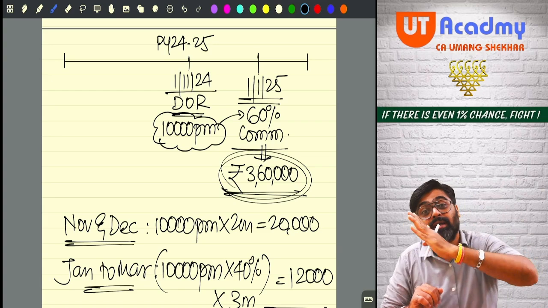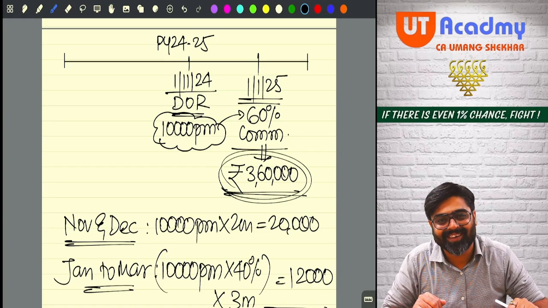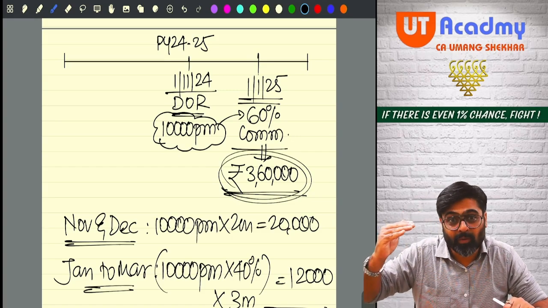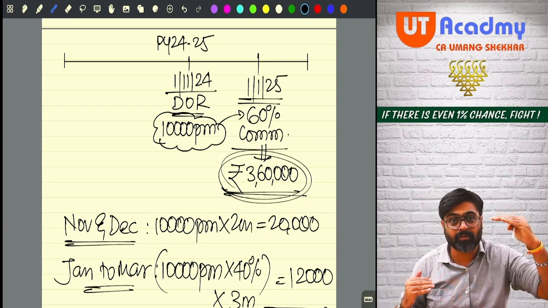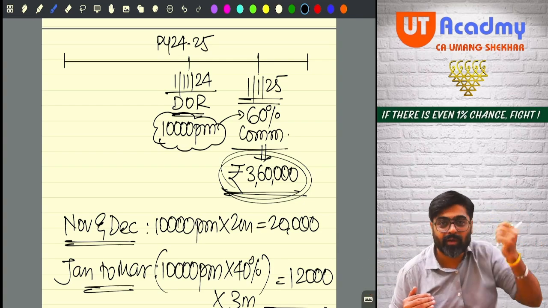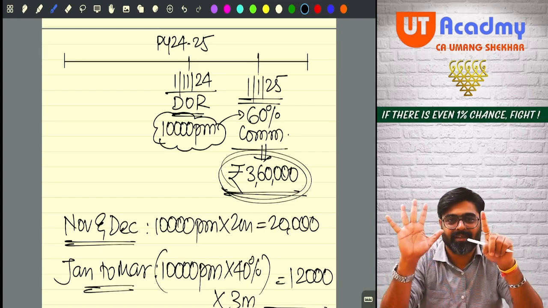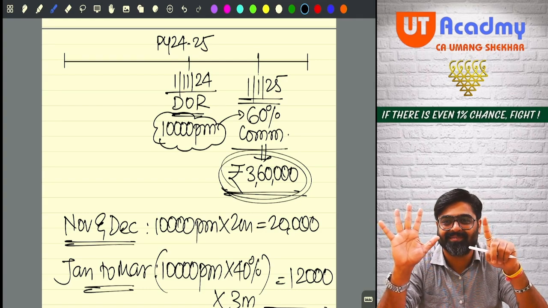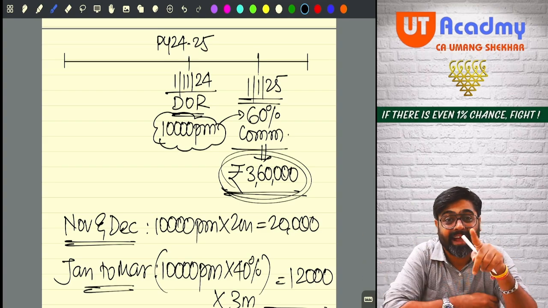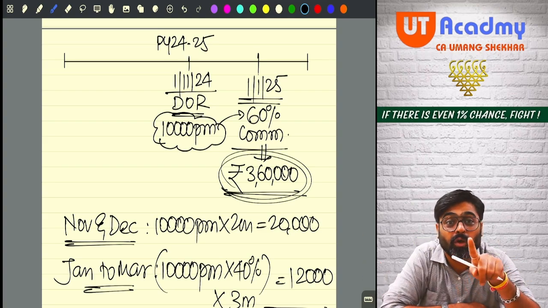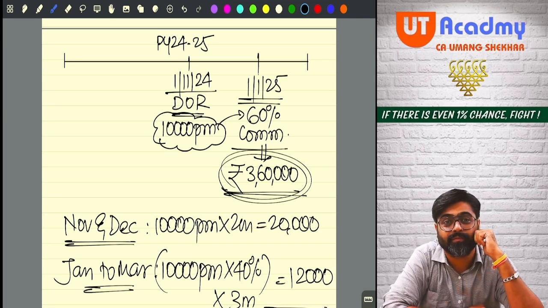What if the entire 100% was commuted? How much would he have got? Can you calculate? If on commuting 60% he is getting 3,60,000, if he would have commuted 100%, how much would he have got? Cross multiplication you can do. How much? 6 lakhs. 60% is 3,60,000. How much is 100%? And the 6 lakh, my dear friends, is what? Fully commuted pension. Take one third of this.